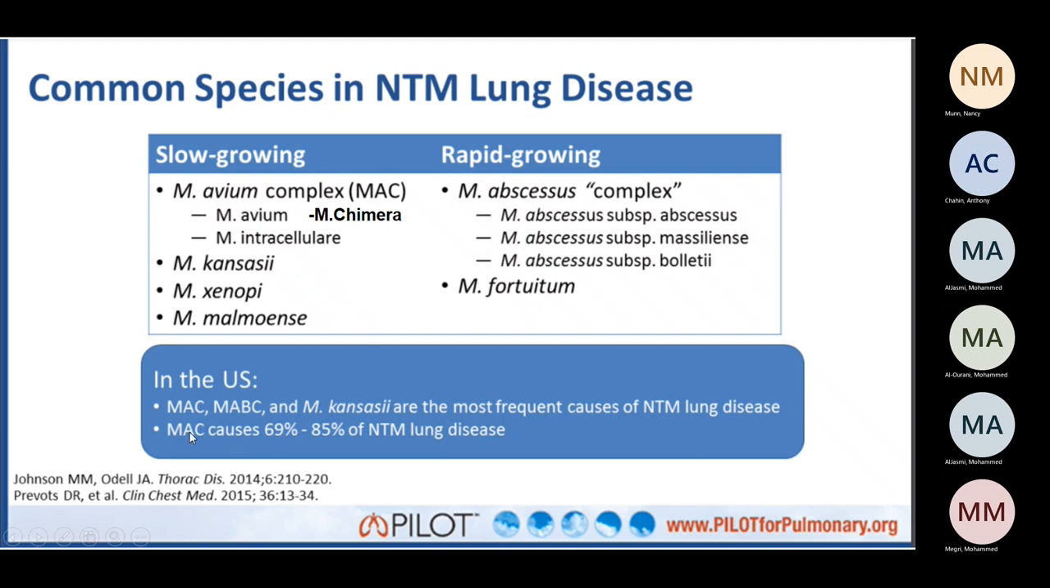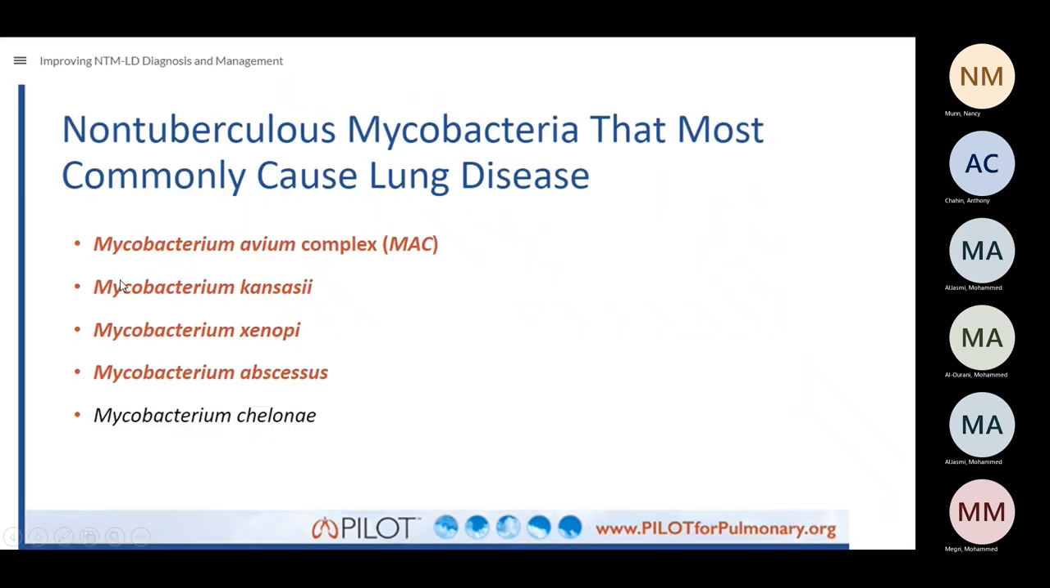Right. But luckily for us, about 70-85% is caused by the MAC species, which tends to be easier to treat. But then kansasii also can cause lung disease. And the ones you need to know for sure are MAC and kansasii. Right. You have to know. This is a must. The others, either you will never see, or if you see it, it's going to be something where ID is going to run the show.